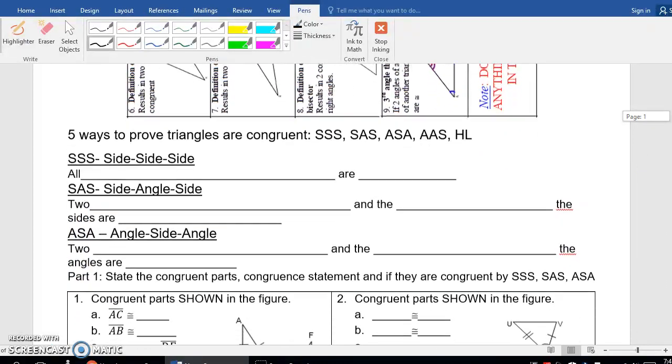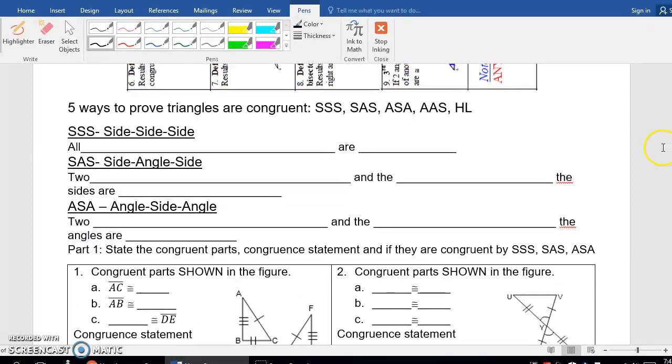Okay? Throughout this unit, we're going to be going through the 5 different ways to prove triangles are congruent. These are those right there. Today, we are simply going to be doing side, side, side, side, angle, side, and angle, side, angle. Okay. So this first one is side, side, side. What this means is simply that all 3 pairs of corresponding sides are congruent.